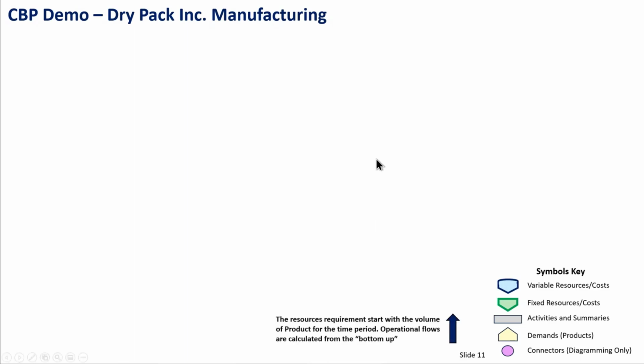So again, same idea, the resource requirements start by understanding the volumes of the product. So in this case, this is what's called dry pack. So it's a dry packaging good. So think of anything like your oatmeal cereal, Quaker Oats, Jell-O products, drink products, hot chocolate, anything that's pouched and then cased and put in cartons or cases and so on. This is really what this is describing.